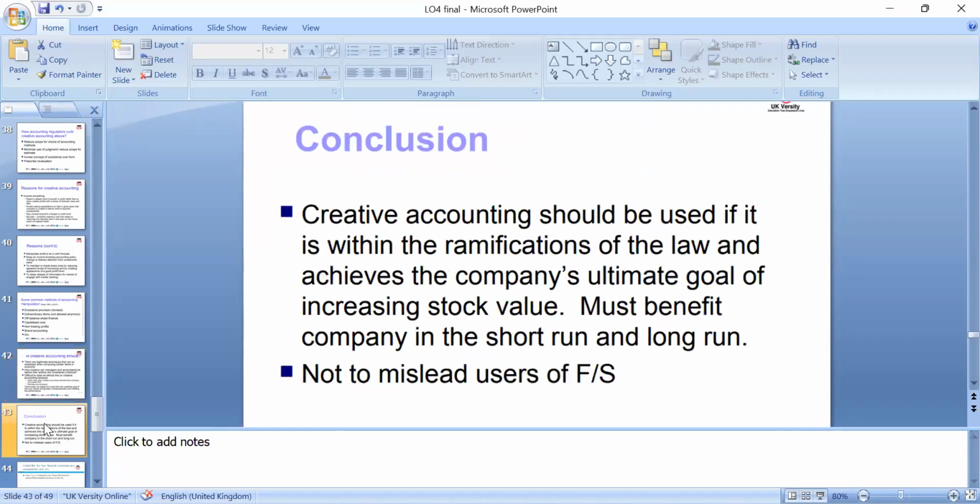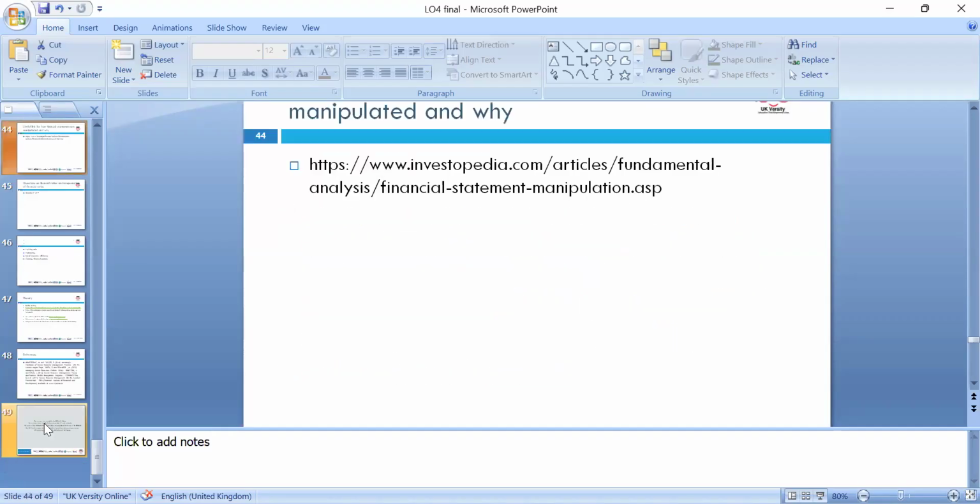These are the conclusions. Creative accounting should be used only if it is within the justification of the law and achieves the company's ultimate goal. Increasing the share price must be of benefit to the company in the short run, but in the long run not mislead the financial statement users.